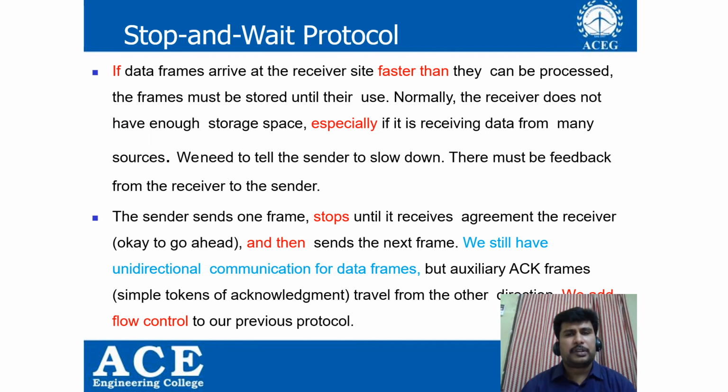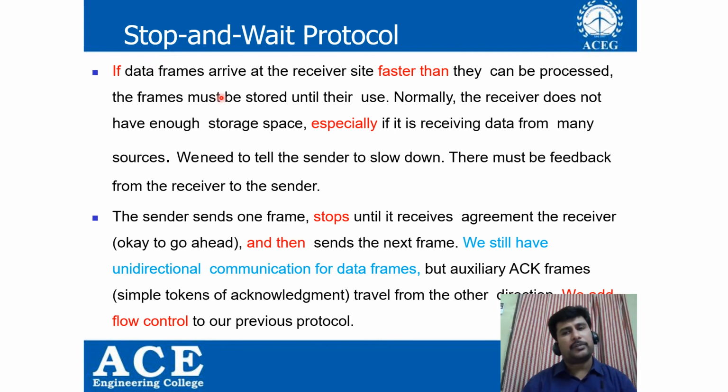So the next type of noiseless channel protocol is called the stop and wait protocol. If data frames arrive at the receiver faster than the capability of its processing, what does the receiver do? It will store those frames until they are used. Normally the receiver does not have enough space, especially if it is receiving data from multiple users. So when its buffer is filling fast, it will ask the sender to slow down. So we need a feedback mechanism from the receiver to the sender.